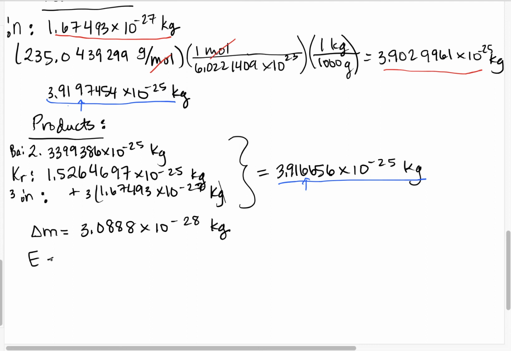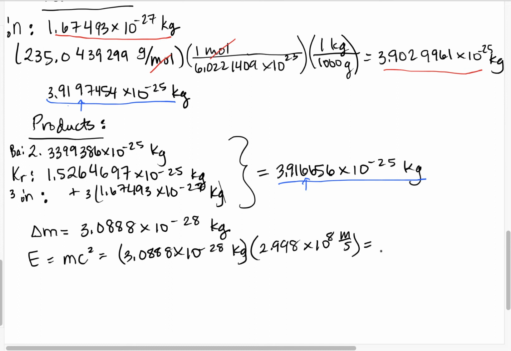So when we calculate that energy difference from this mass defect, I'm going to go ahead and be lazy right now and just use the speed of light of 2.998 times 10 to the 8th meters per second, which will leave us with only 4 significant digits, but that's still kind of decent for a ballpark number anyway. And we get 2.776 times 10 to the minus 11 joules.